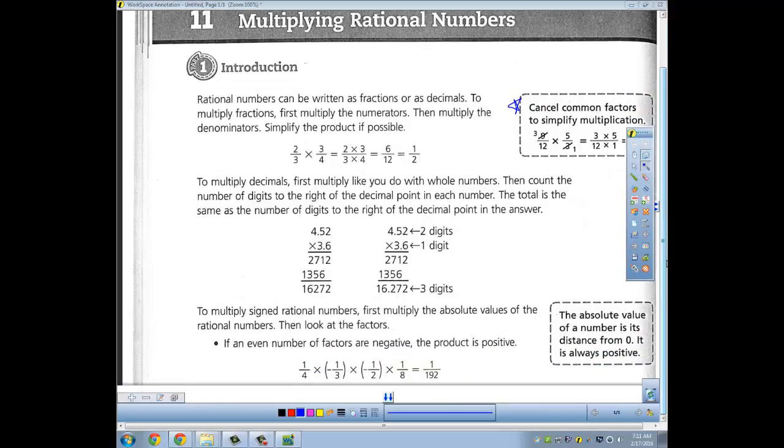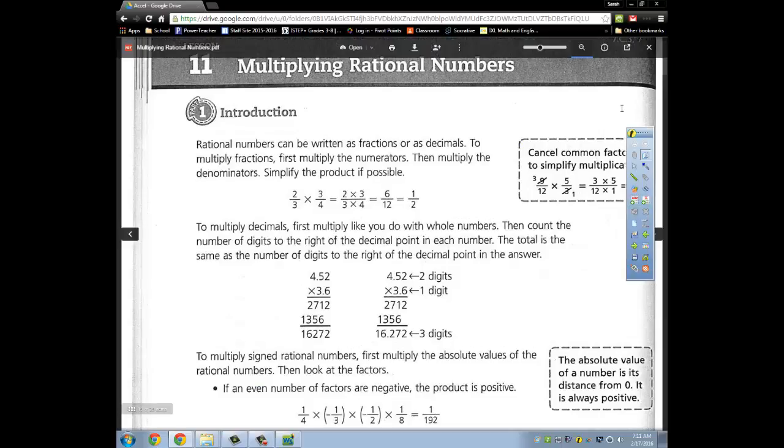When you multiply decimals, you want to line up your numbers, not the decimals. So line up your numbers, multiply, and then figure out how many decimal places are on your first number, so 2, how many are on your second number, 1, so that's a total of 3. So they move their decimal over 3 spaces to get their answer. We will do more examples like that later as well.